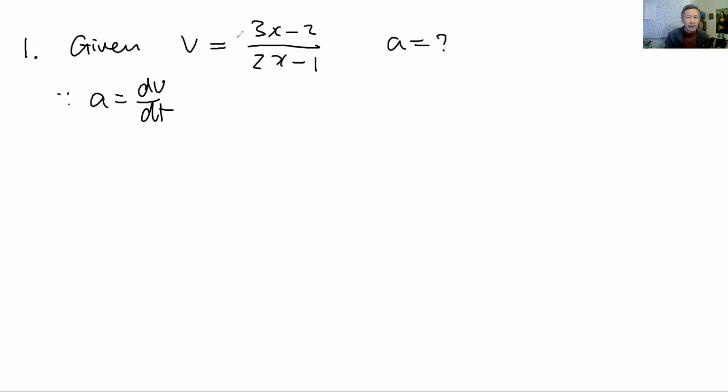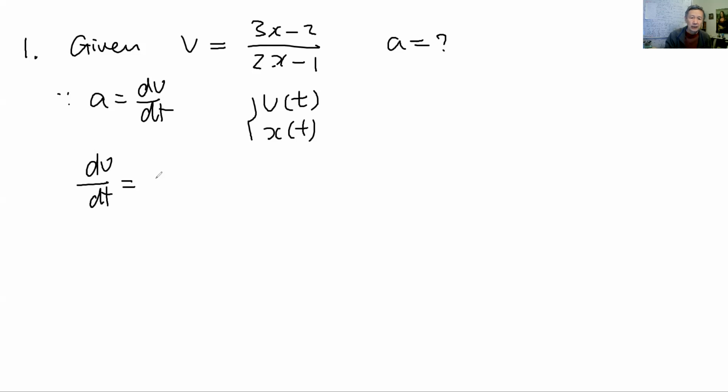In this particular example, they have implied that both velocity and x are functions of time. So x is also a function of time, not constant, they are time dependent. So you can treat this as an implicit function. Because v is equal to that, we need to find dv dt. On this side, you can use product rule or quotient. I use product rule.